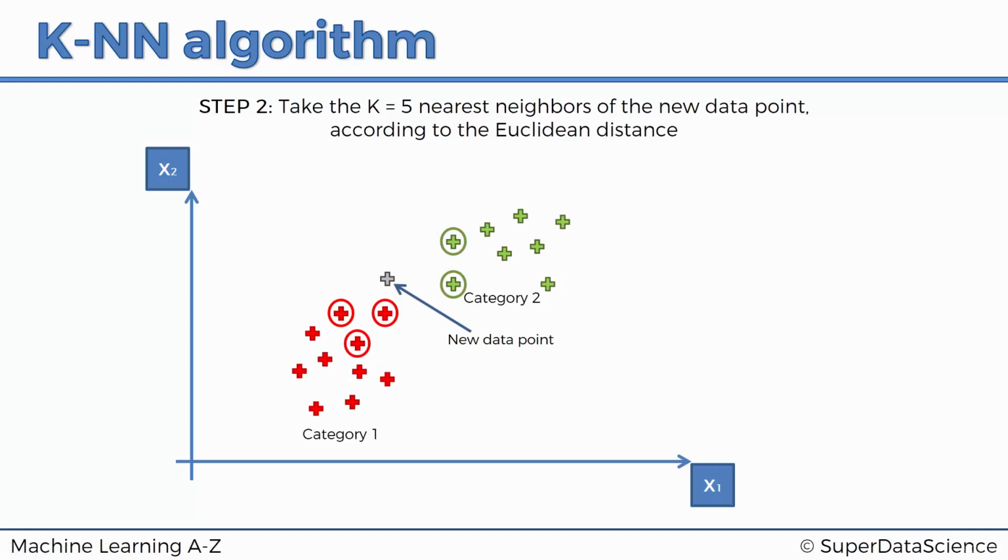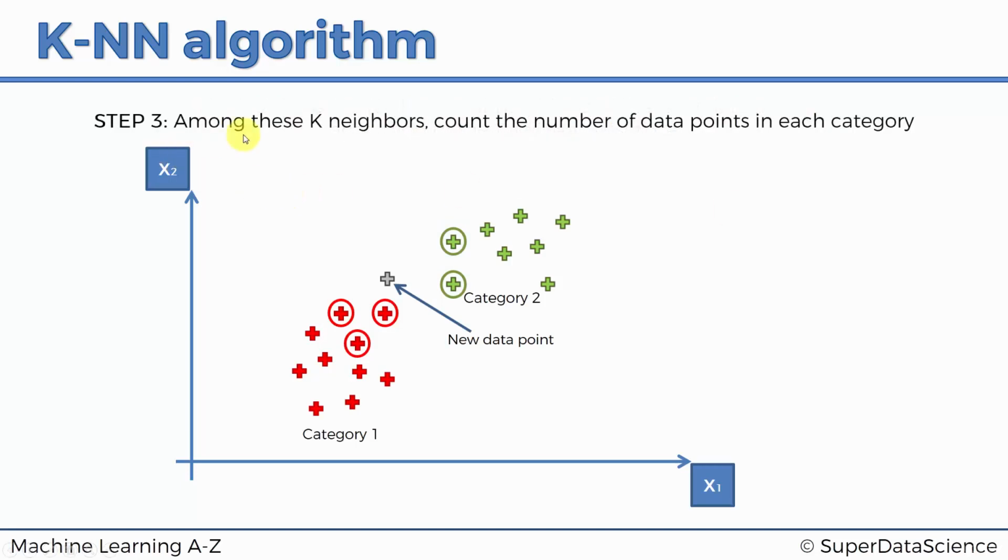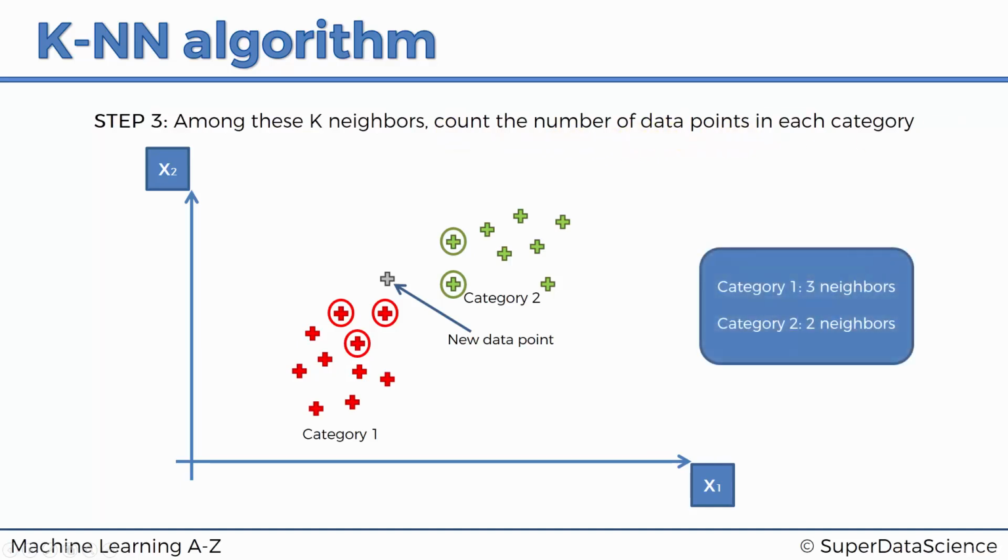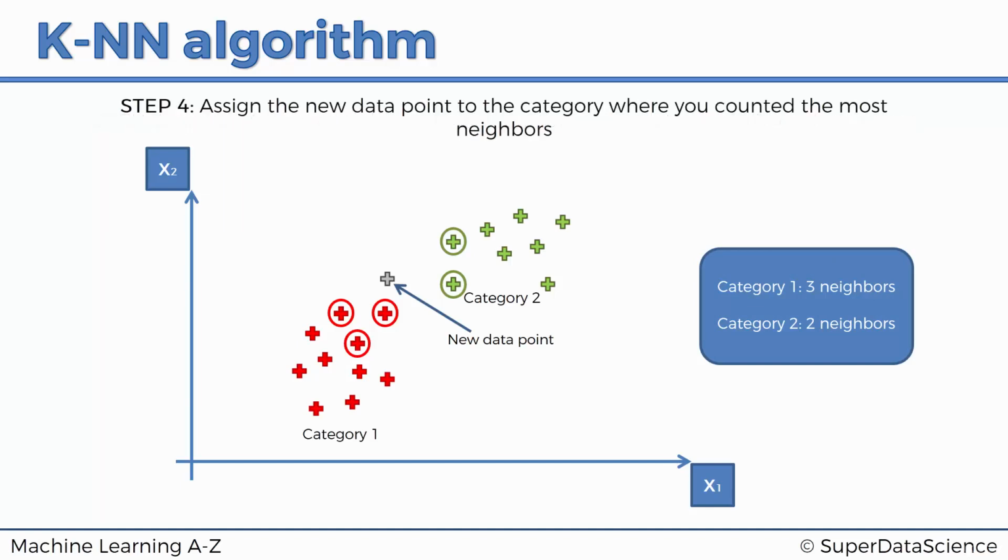So now all we have to do is step 3: among these k neighbors, count the number of data points in each category. You can see in category 1, the red one, we have 3 neighbors. In category 2, we have 2 neighbors. So therefore, step 4: assign the new data point to the category where you counted the most neighbors. That means we need to assign it to the red category. As simple as that. There we go. Now we have classified this new point and your model is ready.